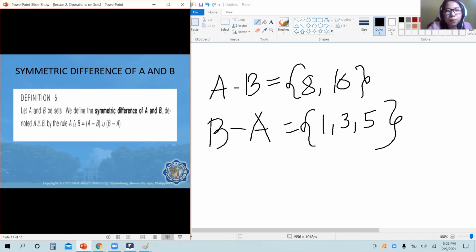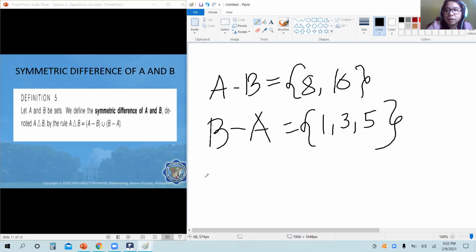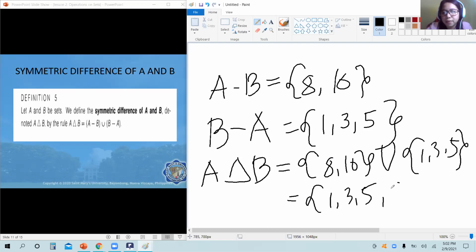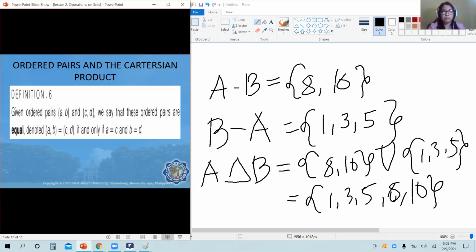So to compute A triangle B, or as mentioned, the symmetric difference of A and B, this is the union of the set 8, 10 with 1, 3, 5, which is equal to 1, 3, 5, 8, 10. So this is the symmetric difference of A and B.